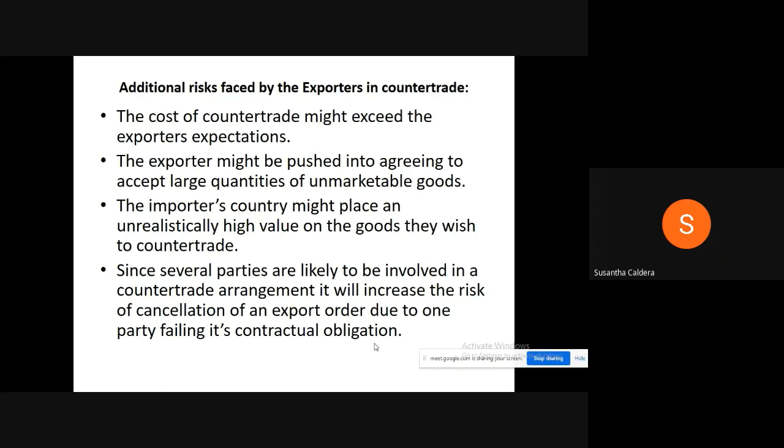Right? The exporter might be pushed into agreeing to accept large quantities of unmarketable goods. The importer's country might place an unrealistically high value on the goods they wish to counter trade.